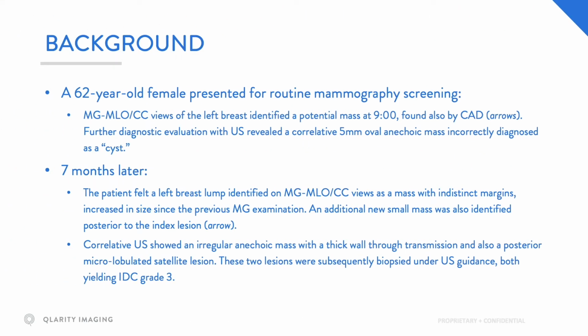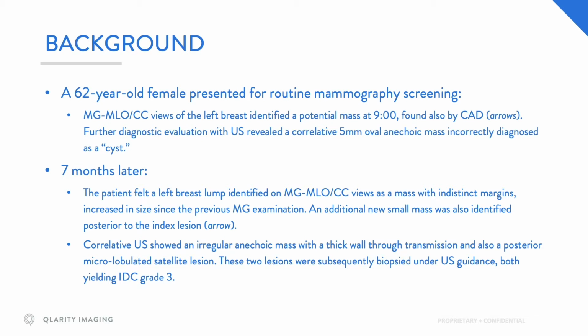By way of background, a 62-year-old woman presented for routine mammography screening, and a small mass was found at 9 o'clock position, and I'm going to show you the images in just a minute. The small mass was also found on ultrasound, about 5 millimeters in size. It was an oval anechoic mass that was incorrectly diagnosed as a cyst.